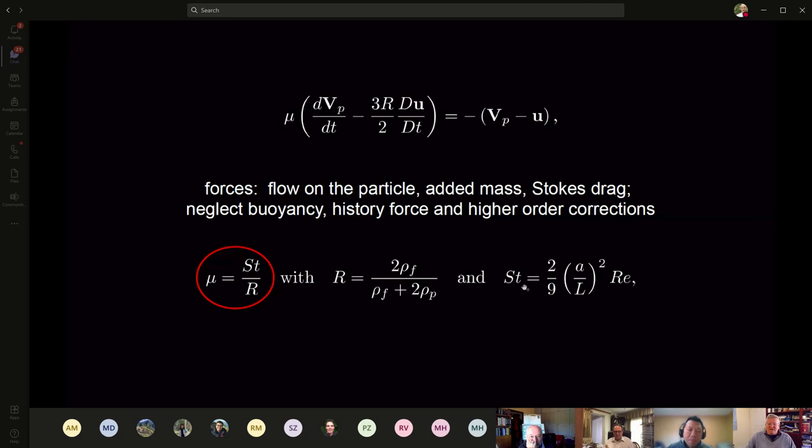This one over here, the ST, the Stokes number, tells you how big the particle is. And with this Reynolds number, that's basically how fast the fluid is moving around compared to its viscosity. So the ratio of inertial to viscous forces. And so this is the dynamical system that we're now going to use.